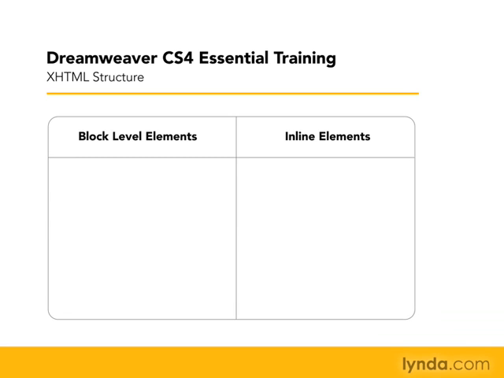Inline level elements usually occur within a block level element and are often used to identify content within that element. Typical block level elements that you might frequently use include the heading tags, H1, H2, and so forth, the paragraph tags, unordered or ordered lists, and the div tag that helps divide content. Common inline level elements include the strong tag, the emphasis tag, the anchor tag, which is used for creating links, and the span tag.